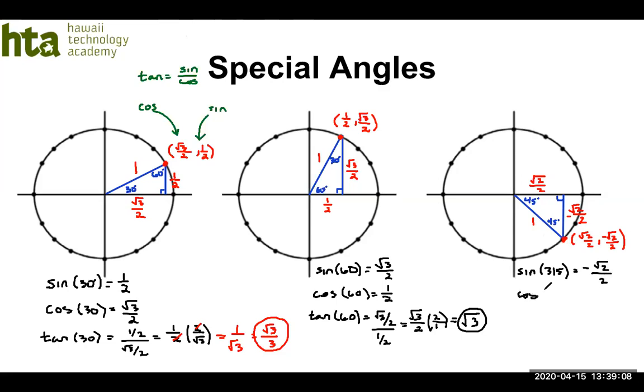Cosine of that 315-degree angle is the x coordinate of that point of intersection, which is positive rad 2 over 2. What about tangent? Remember, tangent is the same thing as sine divided by cosine. Well, if I have a sine of negative rad 2 over 2 and a cosine of positive rad 2 over 2, I'm dividing something by itself, which comes out to just 1. However, it's a positive and a negative being divided, so it's -1. So the tangent at -45 degrees or 315 degrees is -1.